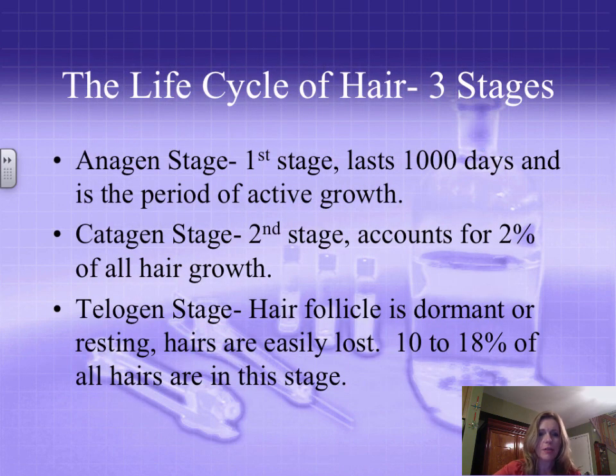Okay, so this is part 2. So now we're going to talk about the life cycle of hair. The life cycle of hair consists of 3 distinct stages. And a way to help you remember this is to remember the acronym ACT. Anagen stage is first, catagen stage is second, telogen stage is third.